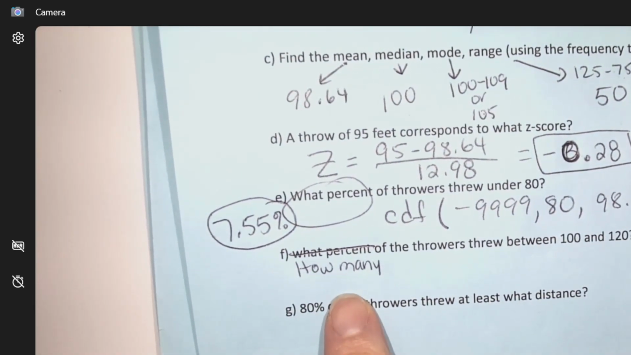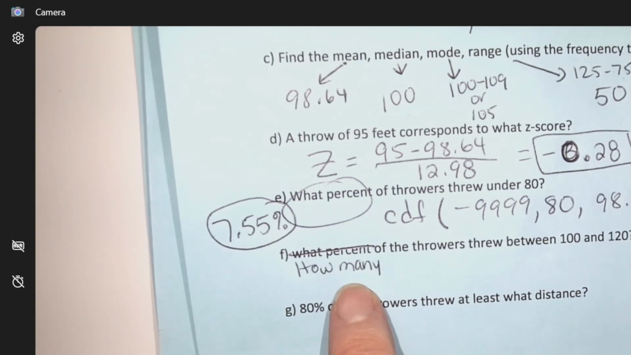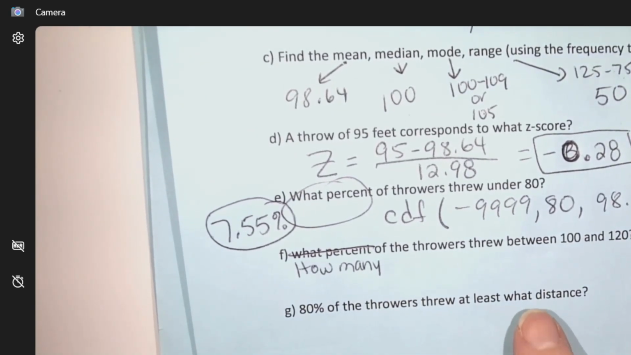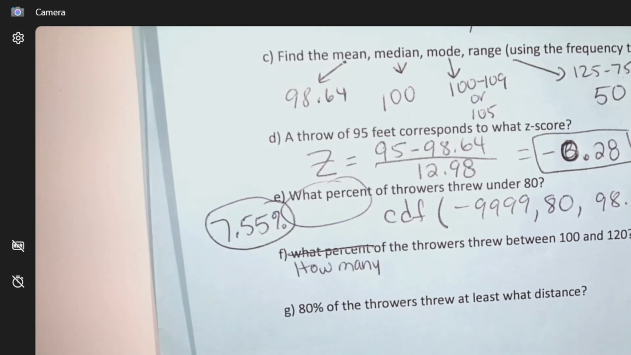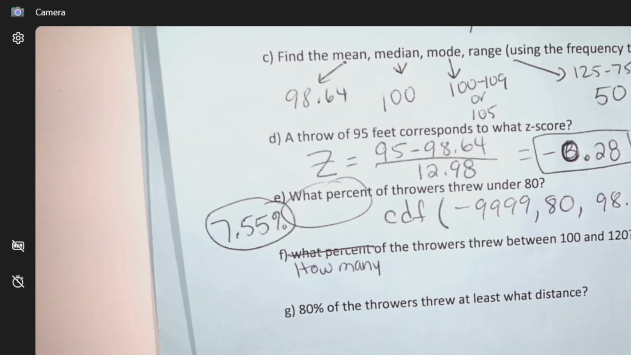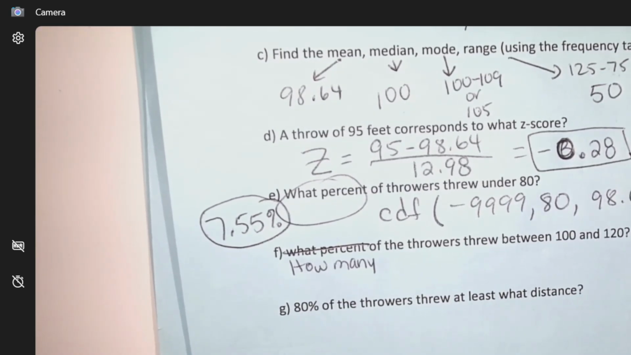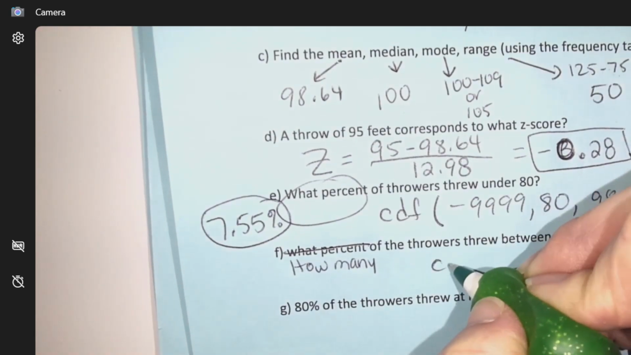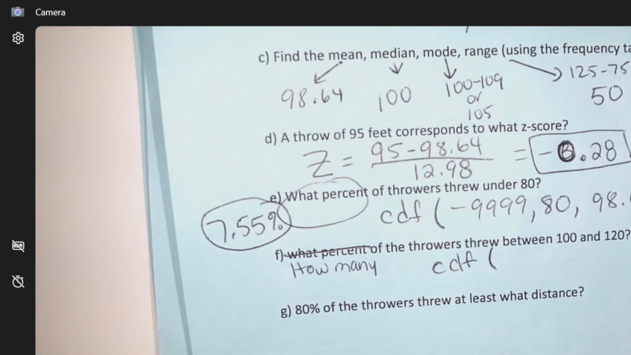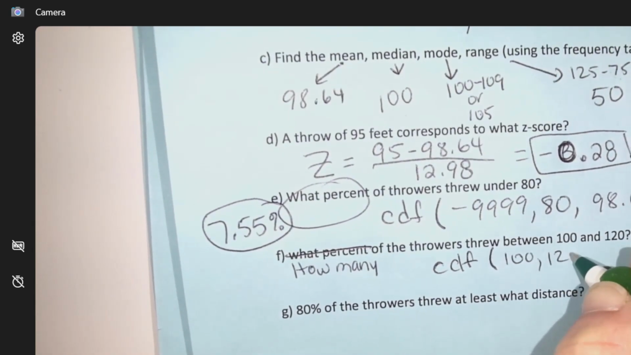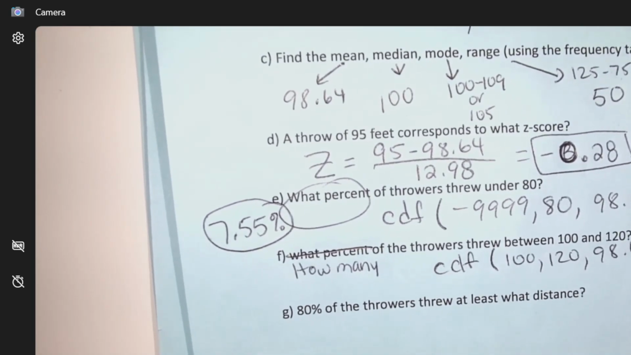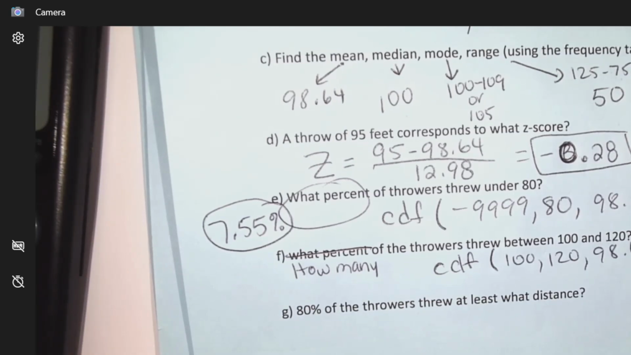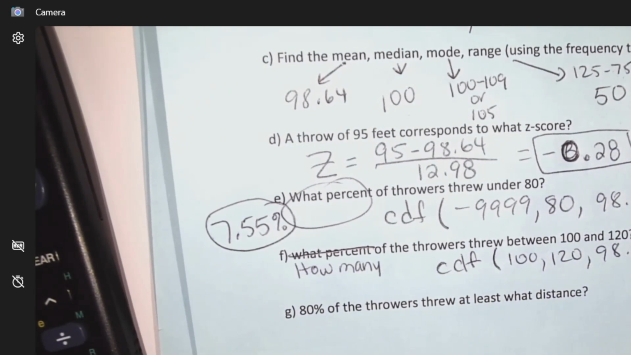Okay, I'm going to change this question. How many throwers threw between 100 and 120? I do not want you to go back up to the top and count them. I'm going to show you how to do this with percents. So you're going to figure out the percent. What percent of people did this? Between 100 and 120, comma mean, comma standard deviation. This question on the test, not a lot of you got.